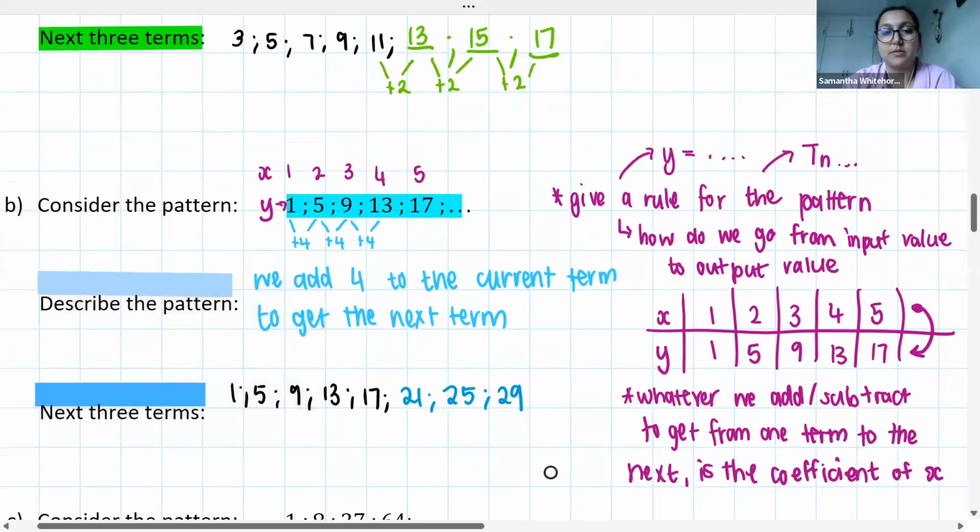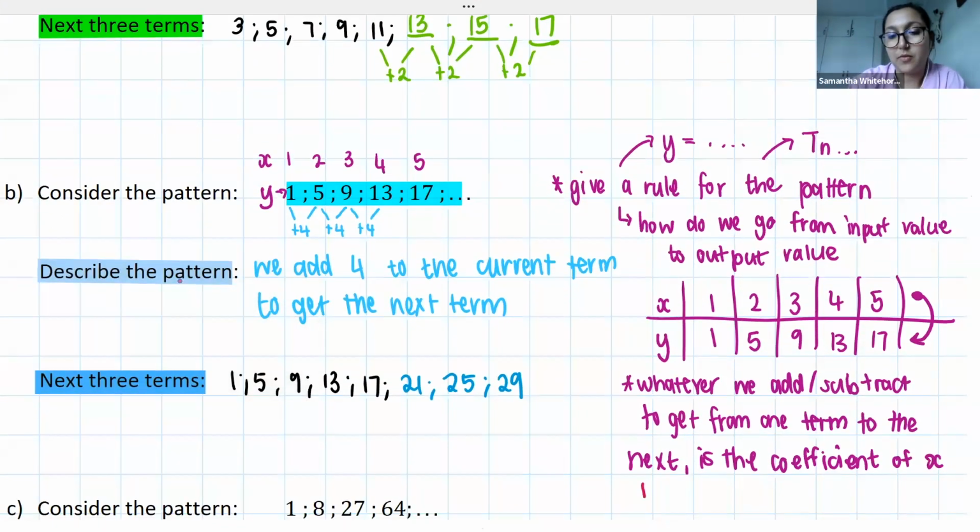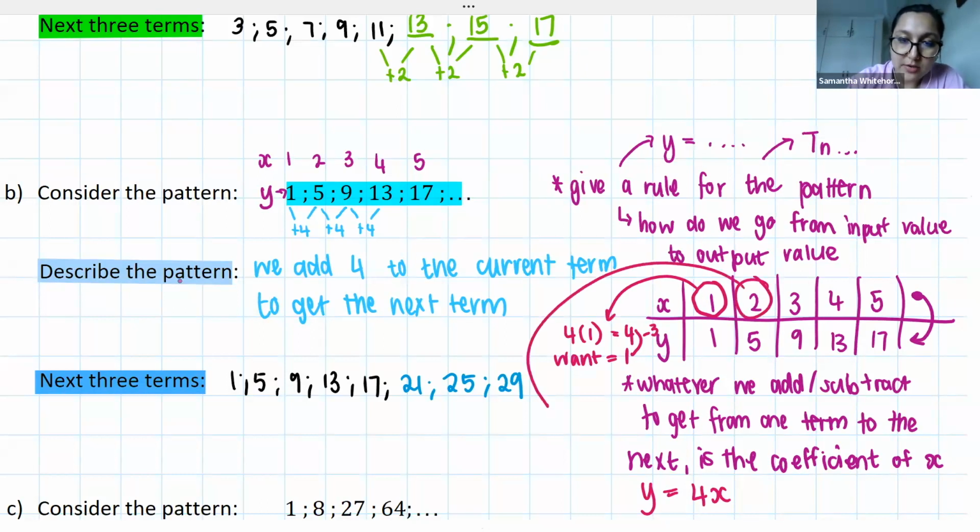Oops, I'm running out of space here. Okay, let's try that again. We will have y is equal to 4x. Now we need to double check what I maybe need to add or subtract to get the output. So here's my x value. If I take this and I say 4 times x, so 4 times 1, I get 4. But the answer I want is 1. So how do I go from 4 to 1? Well, I subtract 3. Let's just double check with the other x value. So 4 times 2 gives me 8. But I want 5. So I subtract 3.